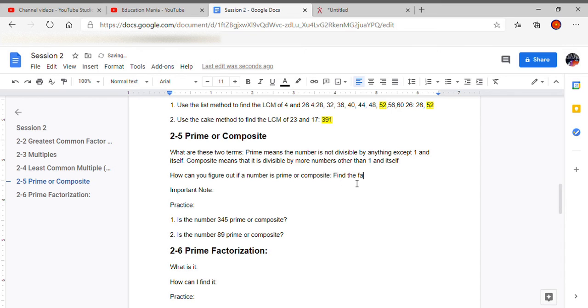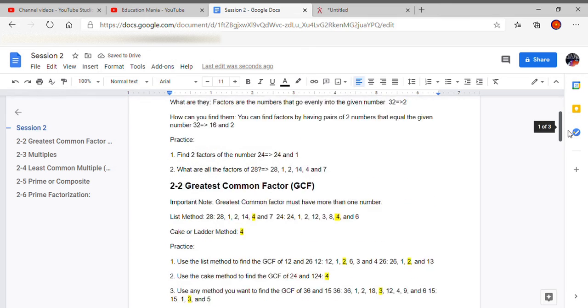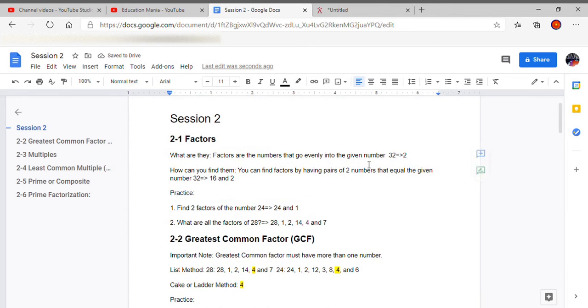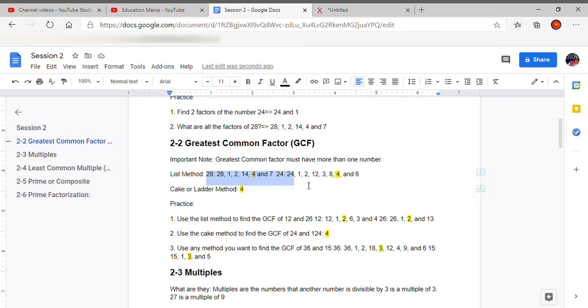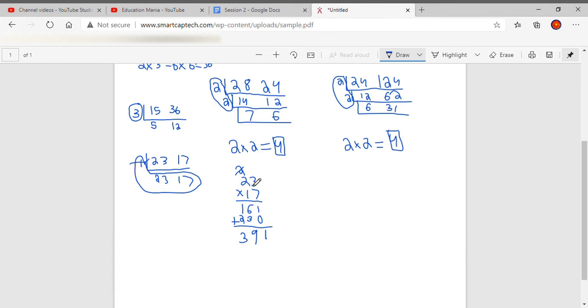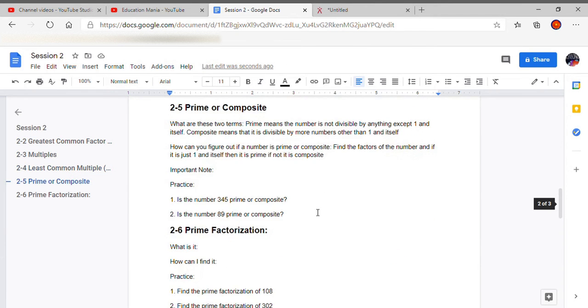So how can you figure out if it's prime or composite? Find the factors of the number, and if it is just 1 and itself, then it is prime. If not, it is composite. It's just like how we did the factors over here. Like we listed all of them, we found the factors. So if you don't remember, 23 and 17, as we did here, they're both prime because they're only divisible by 1 and itself.